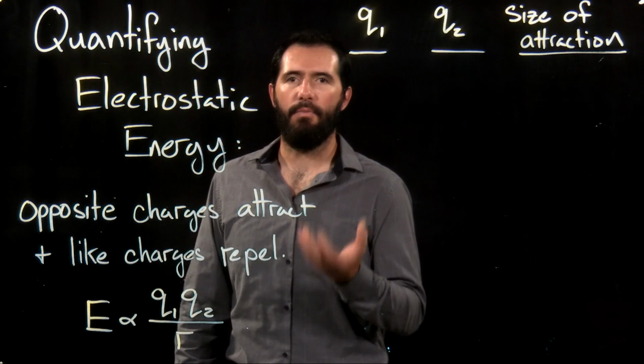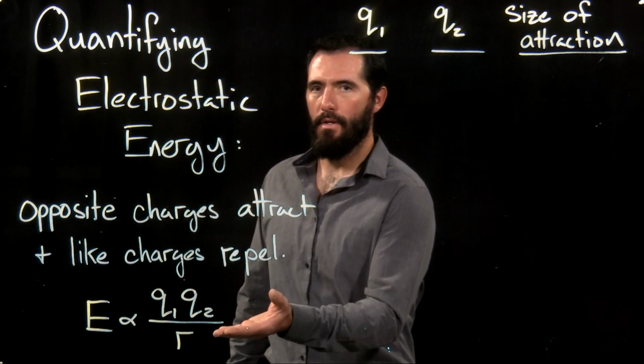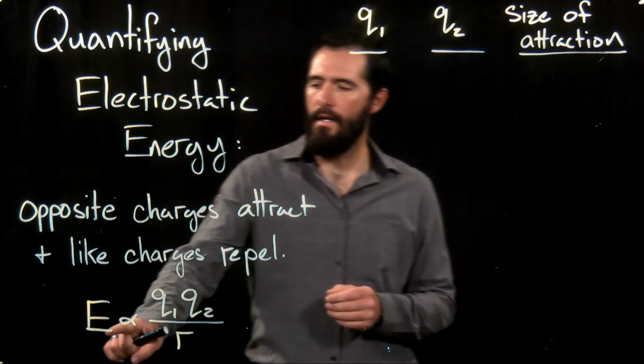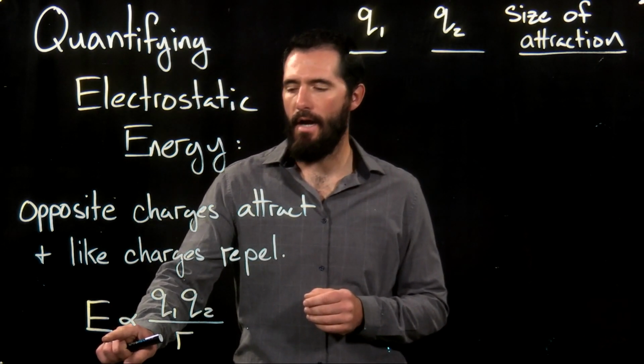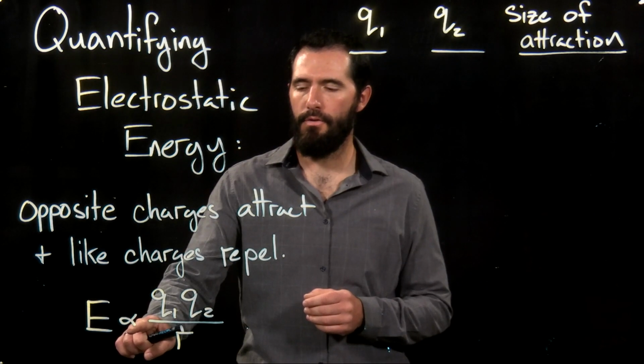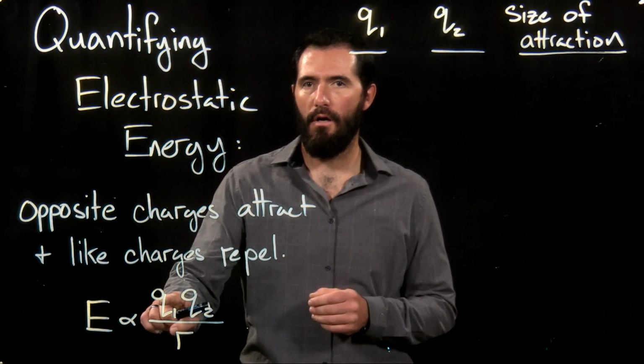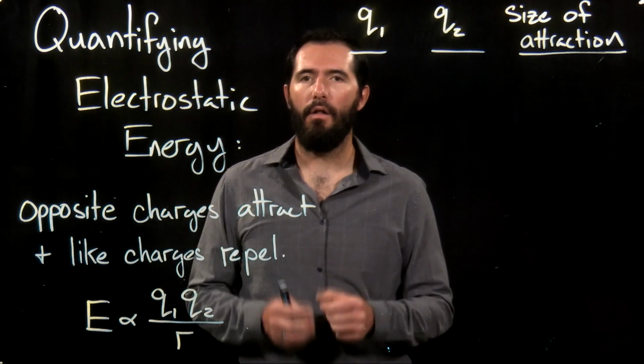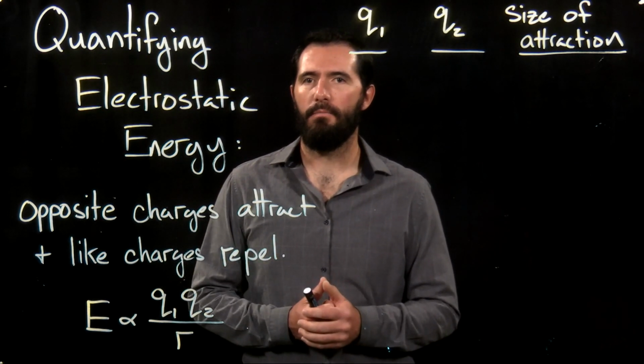The way we can express that mathematically is through this relationship here, summarizing Coulomb's law, where E is the potential energy of the interaction, and that is proportional to the charge of object 1 multiplied by the charge of object 2, all divided by r, or the distance between them.